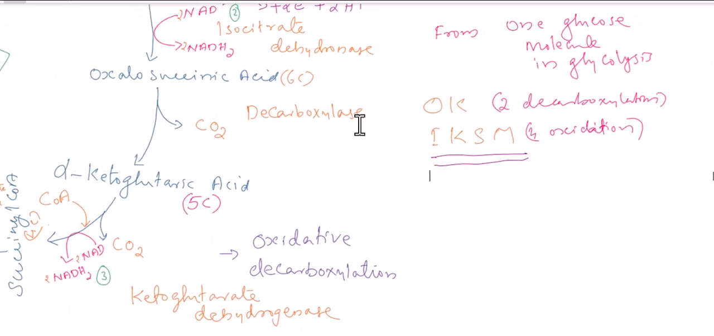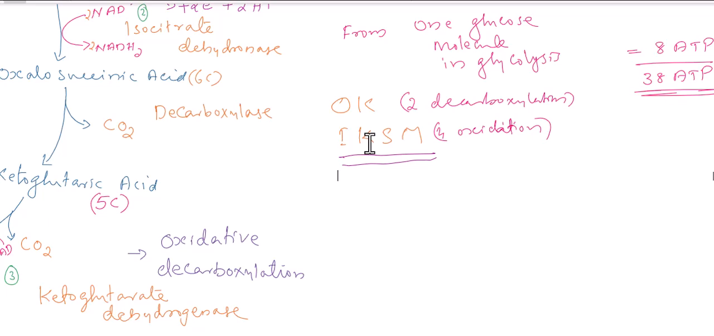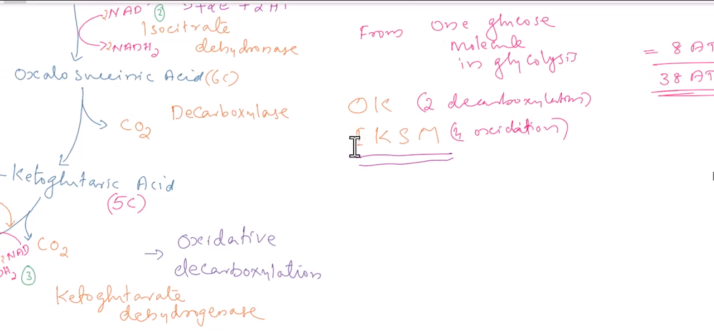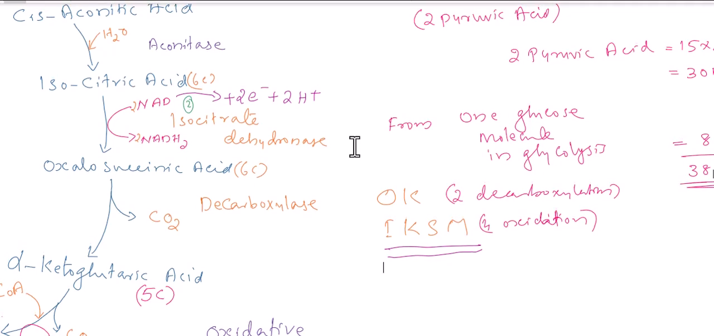So what are the steps? Which molecules undergo oxidation? Isocitric acid, IKSM, you can remember it in short form like this. Then ketoglutaric acid, succinic acid, and malic acid. So these are the 4 intermediates that undergo oxidation. 4 oxidation reactions we studied here in this cyclic reaction.